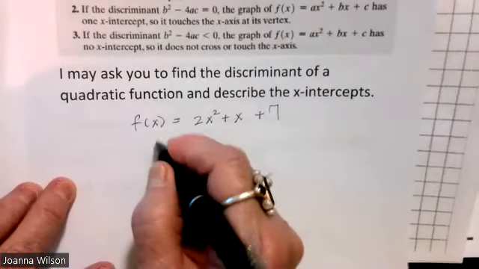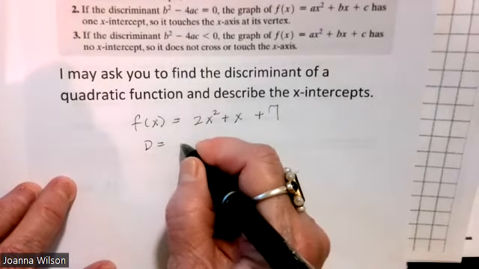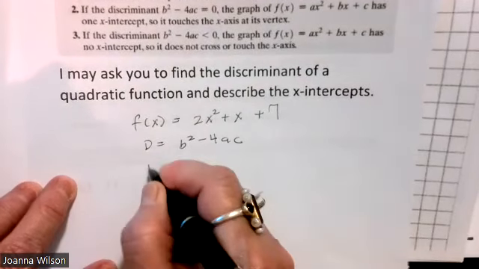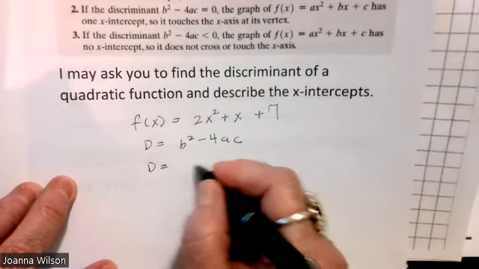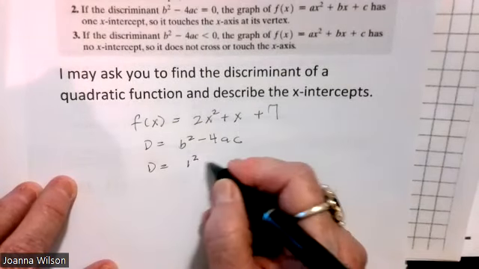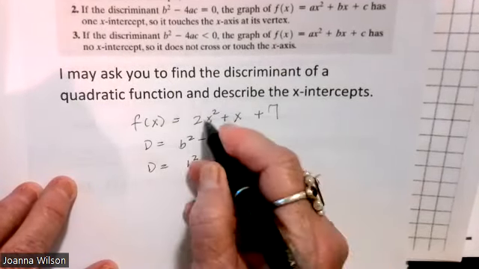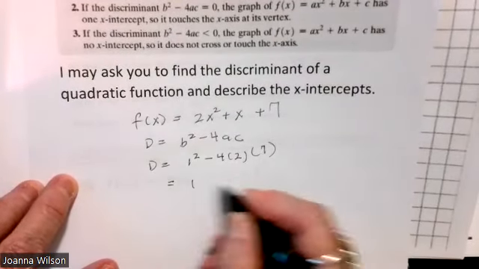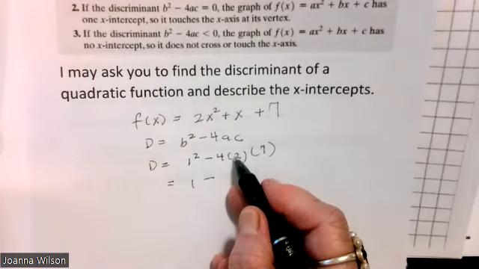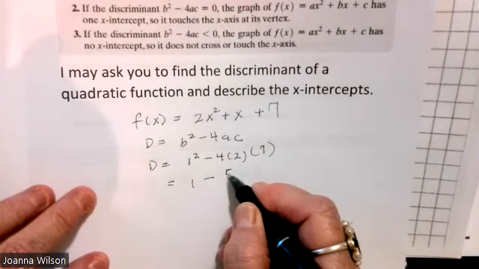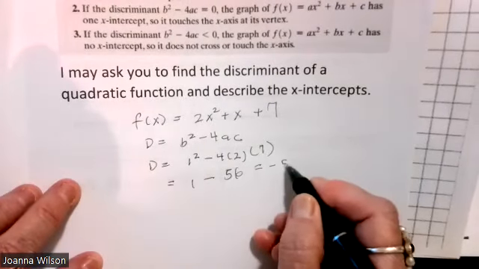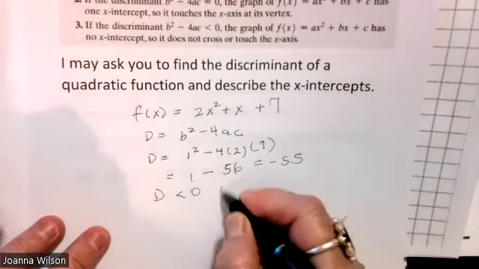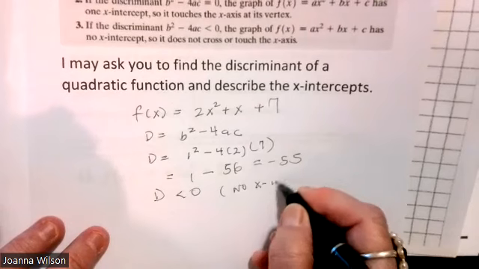Okay, the discriminant is going to be b squared minus 4ac. So b here is 1, minus 4 times a is the 2, and c is the 7. So I'm going to have 1 minus 4 times 2 is 8 times 7 is 56. So that's going to give me a negative 55. Okay, so D is negative. So that means there's going to be no x-intercept.